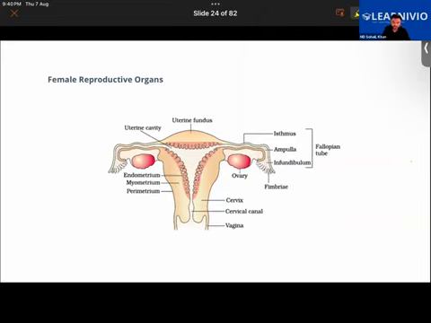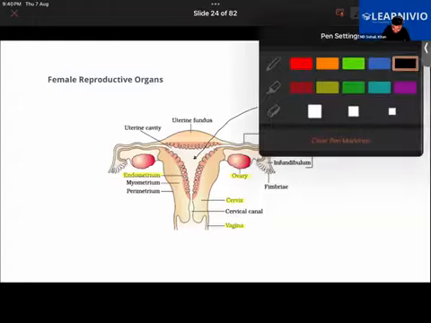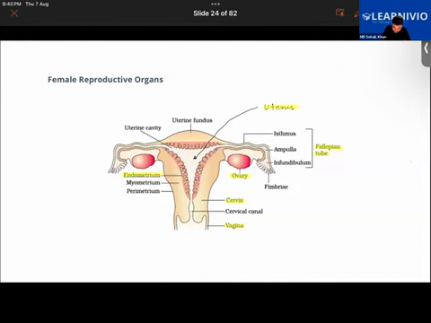I'm going to highlight. So we'll be learning about the vagina, the cervix, ovary, the fallopian tube, the endometrium, and there's one more structure. This thing over here, that's simply the uterus. So these are the major structures we are going to be learning about.